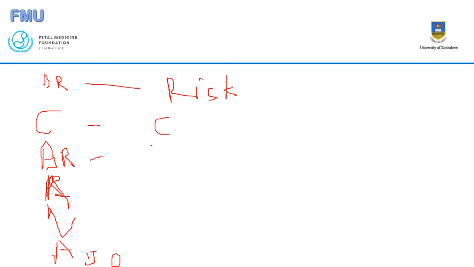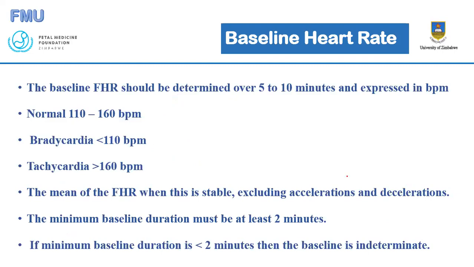Then we have the baseline rate. The baseline rate tells us the average rate at which the baby's heart is beating. It should be determined over a 5 to 10 minute period, normally looking for a strip where there is no acceleration or deceleration. I'll describe what these are. The normal baseline rate should be between 110 and 160, not 120. Please take note of this. Some old people are reading old books, and those say 120. It's 110 to 160, that's the normal range of the baby's heart rate. Bradycardia is below 110, tachycardia is above 160.